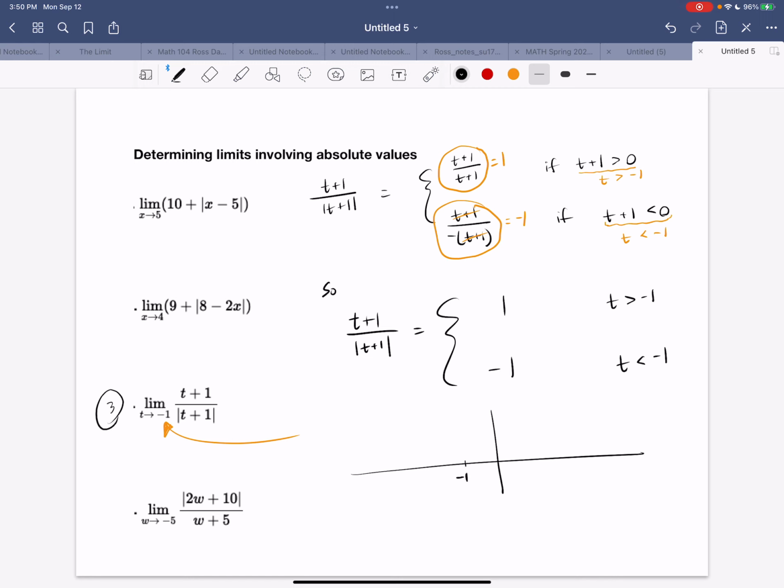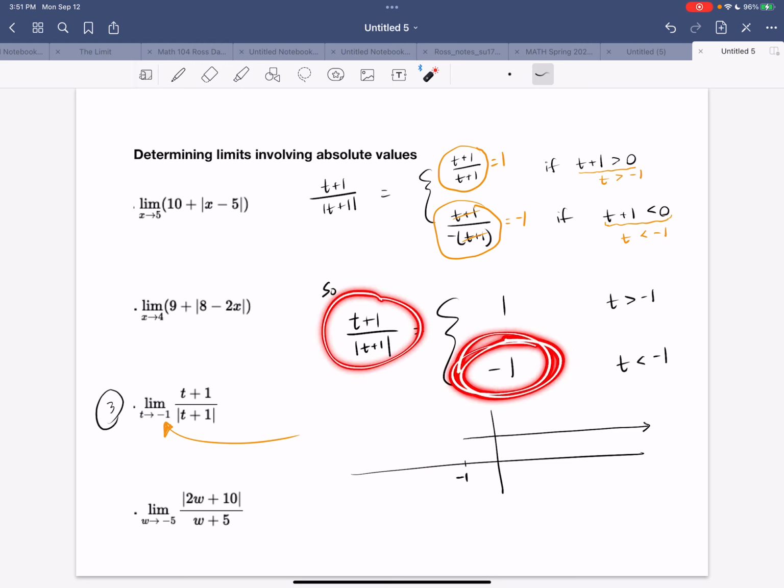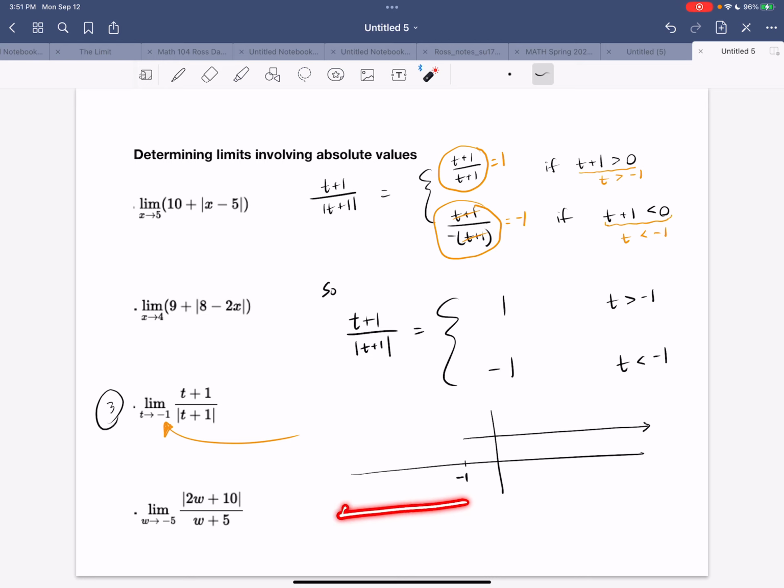My point of interest is negative 1. And now I'm going to write, if t is bigger than negative 1, my graph is 1. Okay, that should be straight. Let me try again. If t is less than negative 1, right, so if I'm looking at values where t is less than negative 1, then my function is always equal to negative 1. So I'm going to be down here. So my graph is down here.